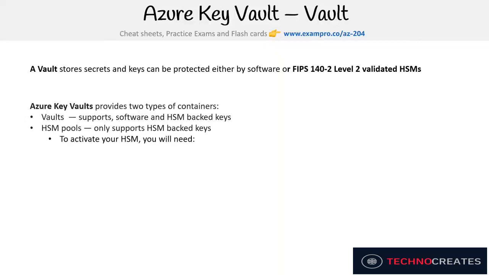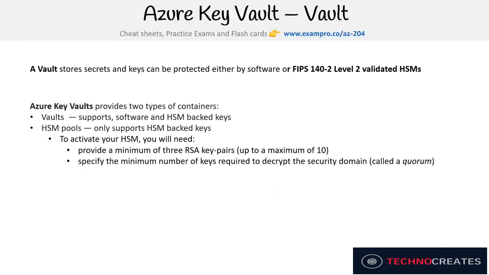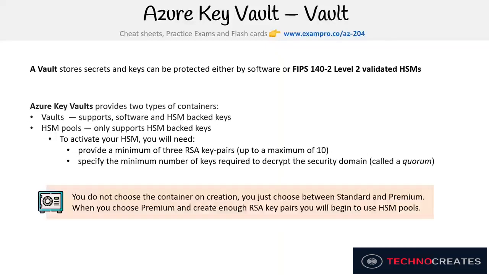To activate your HSM, you will need to provide a minimum of 3 RSA key pairs, up to a maximum of 10. Specify the minimum number of keys required to decrypt the security domain, called a quorum. One key thing you need to know is you do not choose the container on creation. You choose between standard and premium. When you choose premium and create RSA key pairs, you'll be able to begin to create HSM pools.